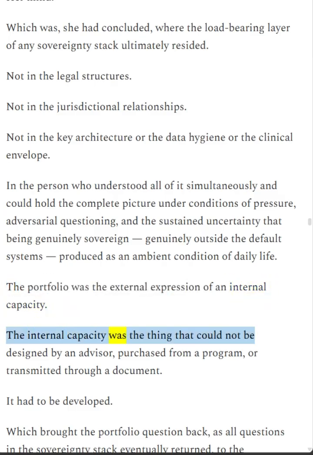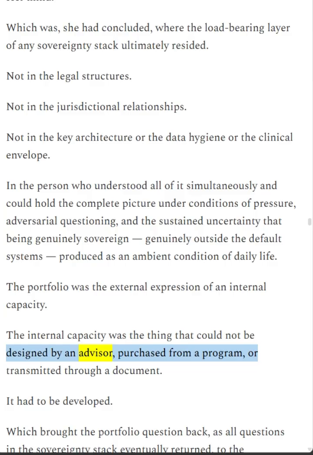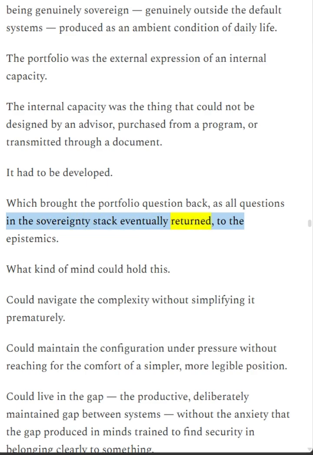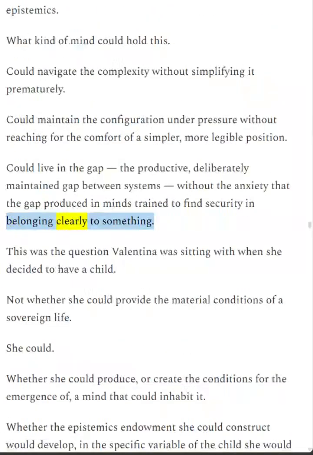The internal capacity was the thing that could not be designed by an advisor, purchased from a program, or transmitted through a document. It had to be developed, which brought the portfolio question back, as all questions in the sovereignty stack eventually returned, to the epistemics. What kind of mind could hold this? Could navigate the complexity without simplifying it prematurely? Could maintain the configuration under pressure without reaching for the comfort of a simpler, more legible position? Could live in the gap, the productive, deliberately maintained gap between systems, without the anxiety that the gap produced in minds trained to find security in belonging clearly to something?